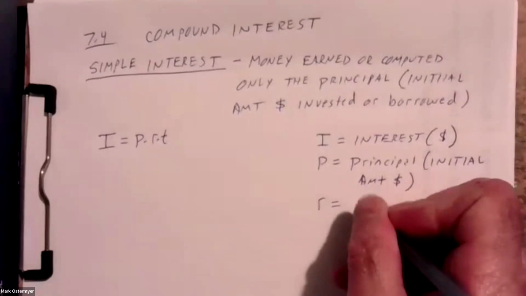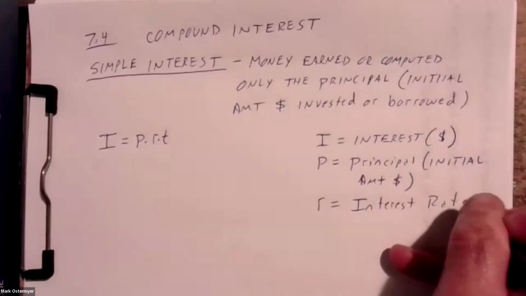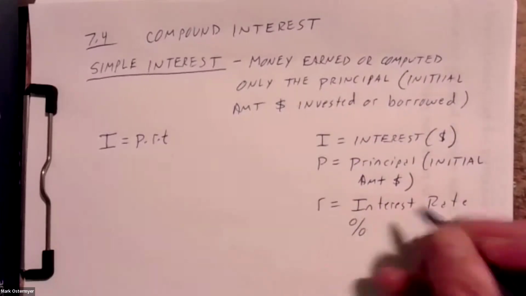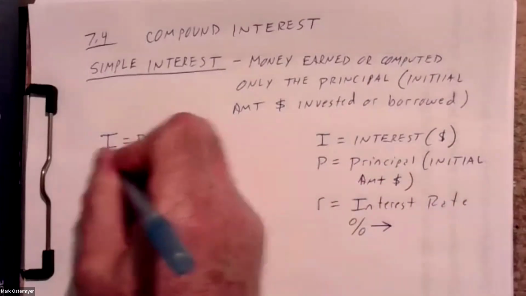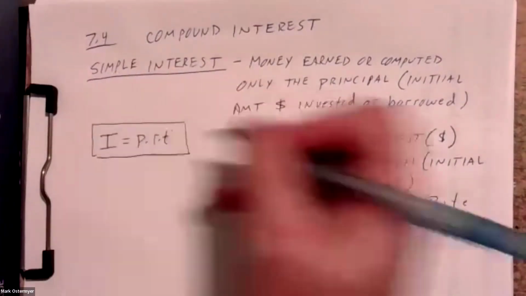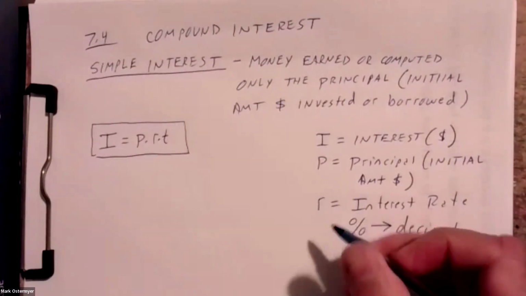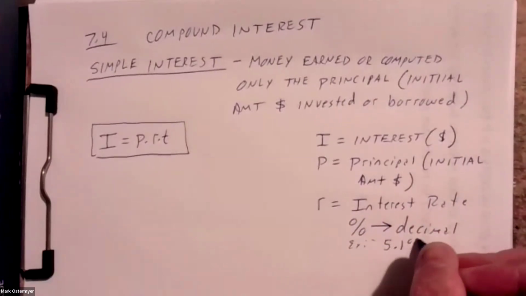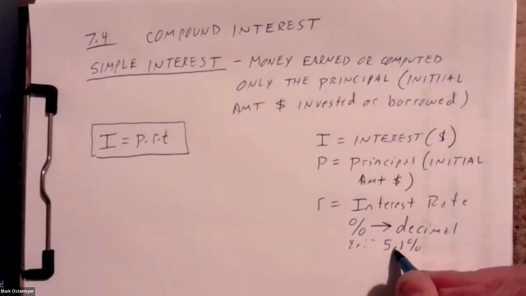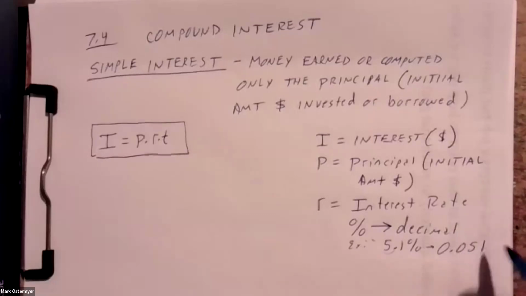R is the interest rate. Now, this is very important. The interest rate initially comes at us in the form of a percent. But before we incorporate it into the simple interest formula, we need to turn it into a decimal. And how do you turn a percent into a decimal? Here's an example. If you have 5.1%, you move the decimal point 2 places to the left and drop the percent symbol. And that's how it will go into the formula, as 0.051.